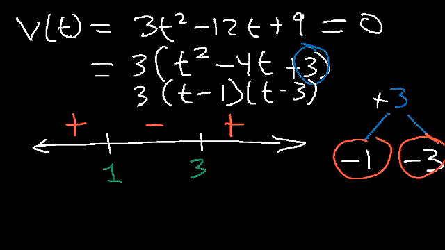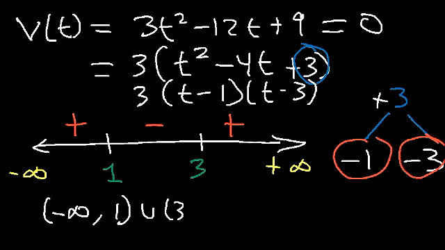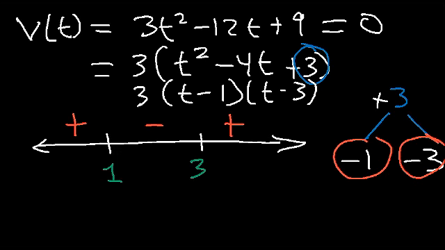Now we need to know what are the bounds on the left and on the right. If this was a regular function without any restrictions, all the way to the left would be negative infinity, and to the right it would be positive infinity. So the answer would be negative infinity to 1 union 3 to infinity. That's when it's moving to the right. However, this is not a function where x can be anything. This is a function with respect to time, and time starts at 0. So we can't go to the left of 0, so it can't be negative.